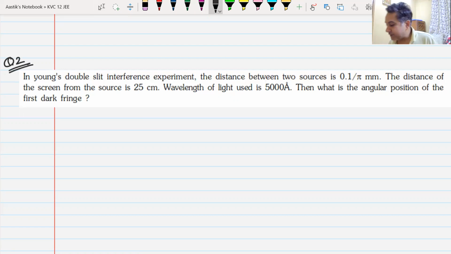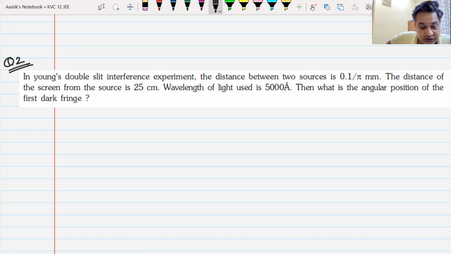In Young's double slit interference experiment, the distance between the two sources is 0.1 divided by pi mm. The distance of the screen from the source is 25 centimeters. Wavelength of the light used is 5,000 Armstrong unit. Then what is the angular position of the first dark fringe? First dark fringe angular position.